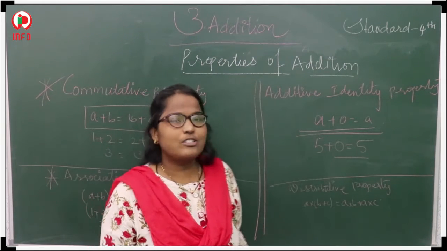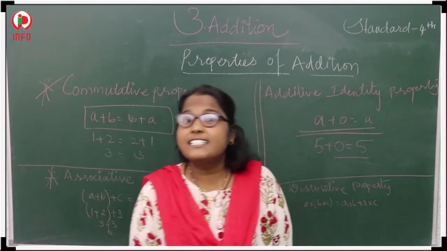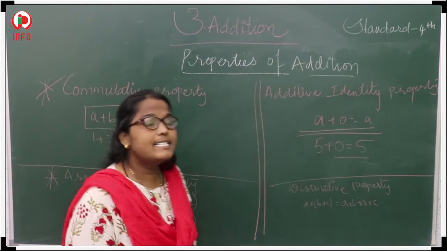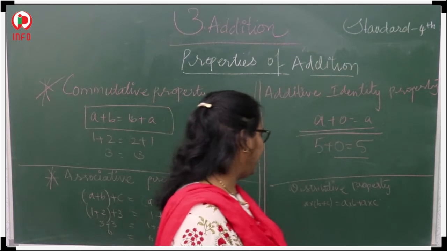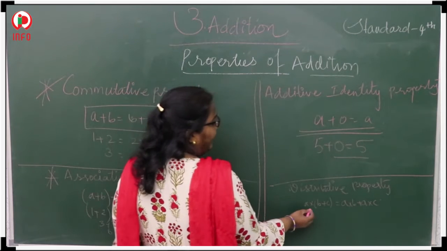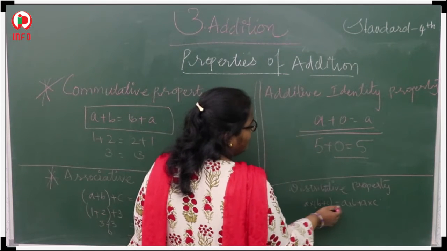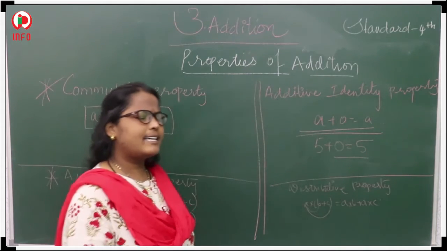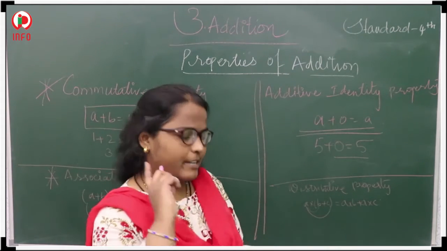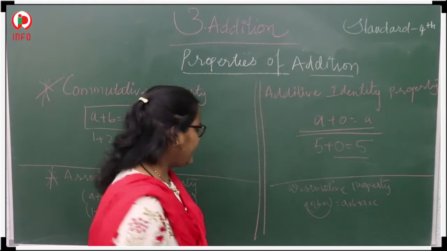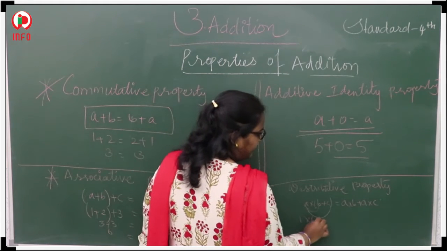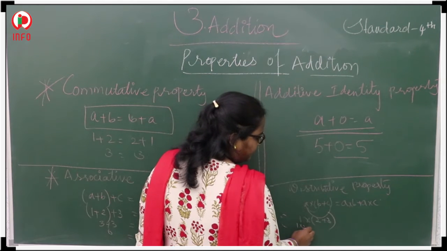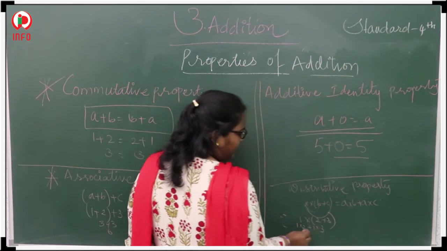Yes. Next, we move on to the distributive property. What property, children? Distributive property. a into (b plus c) is equal to a into b plus a into c. Same, I'll take the values: a is 1, b is 2 and c is 3. So 1 into (2 plus 3) is equal to 1 into 2 plus 1 into 3. How much, ma'am?